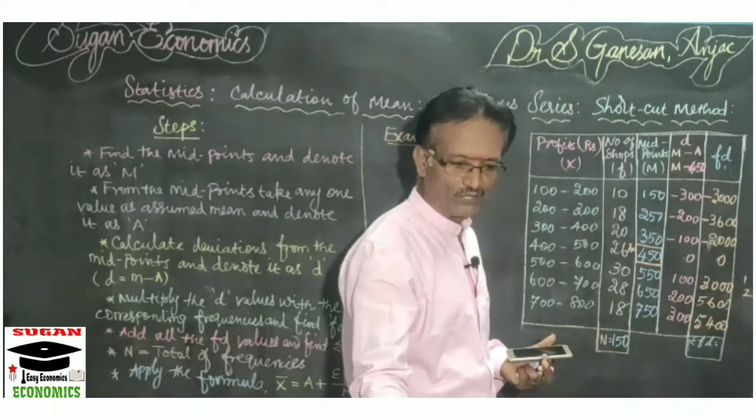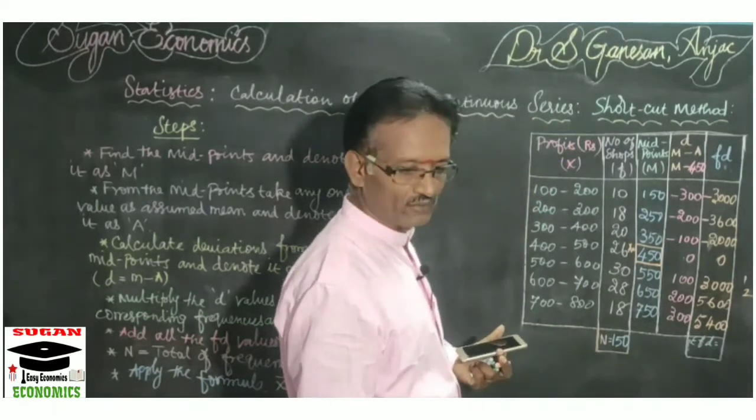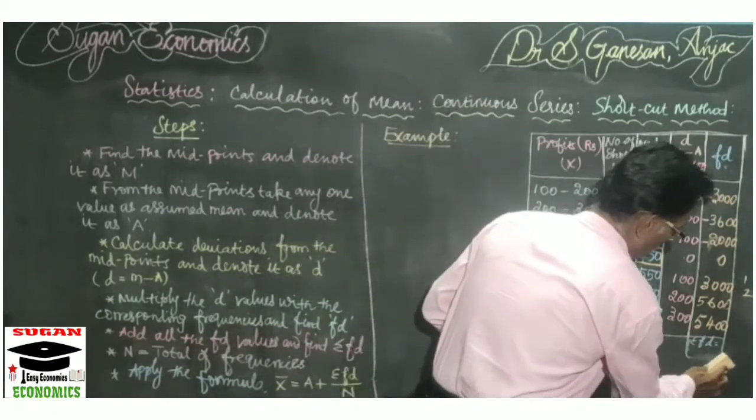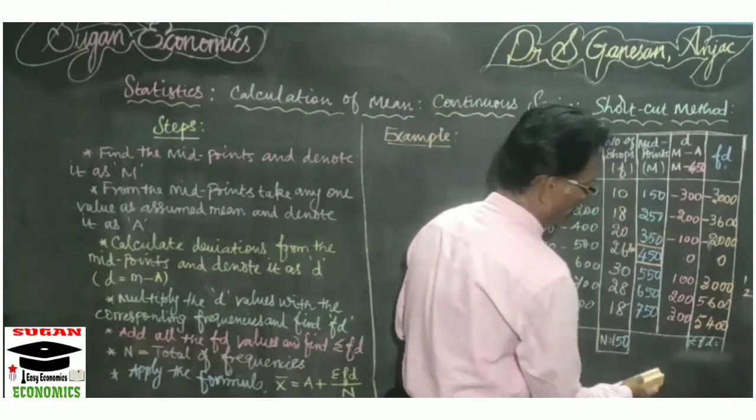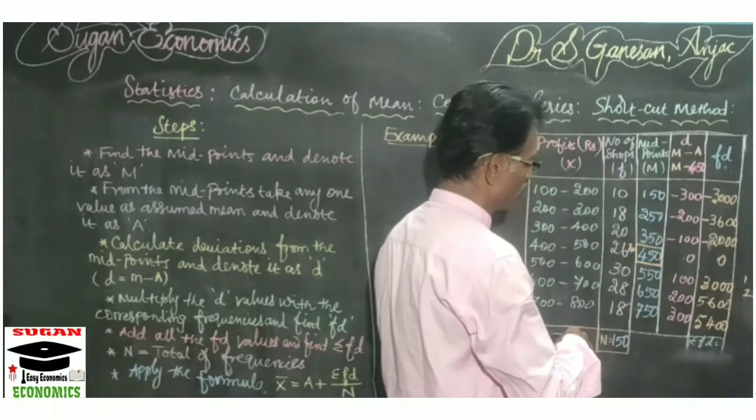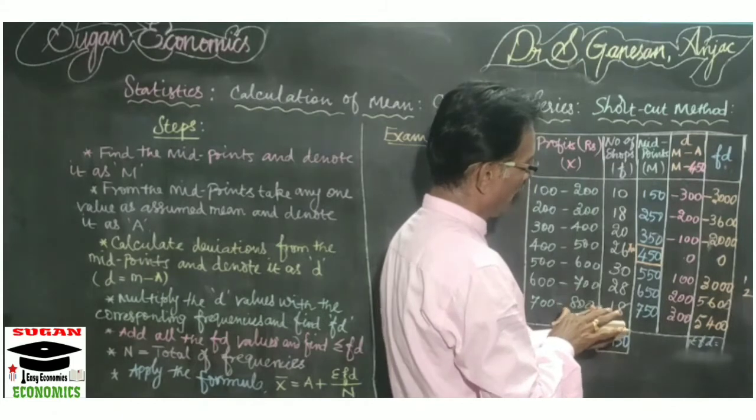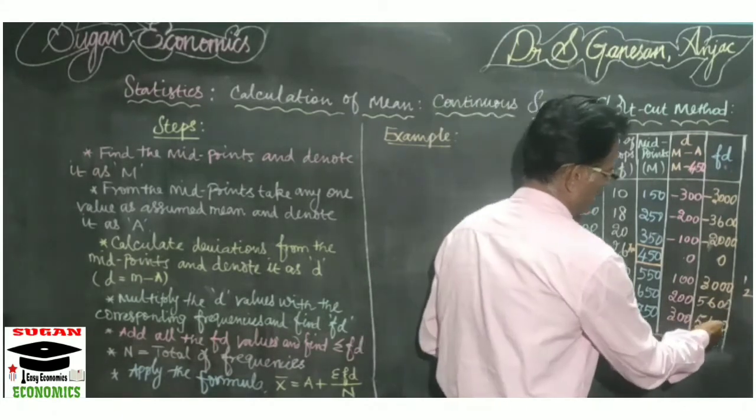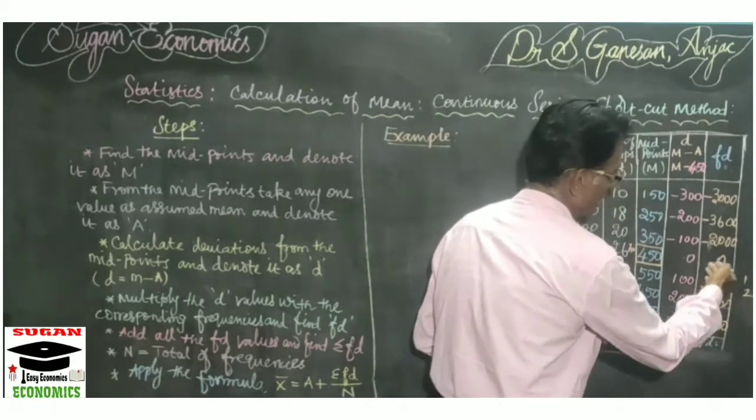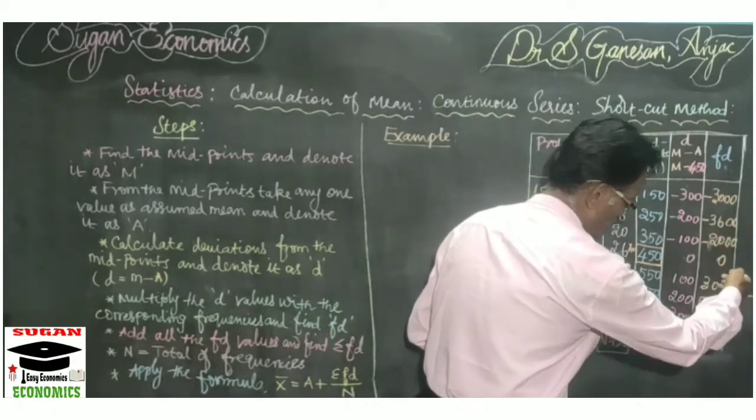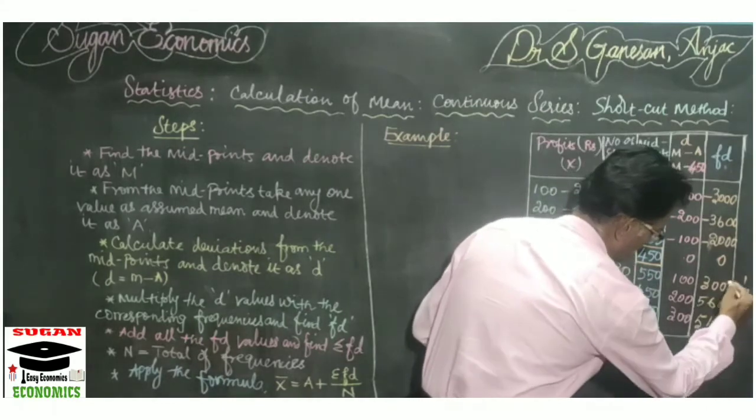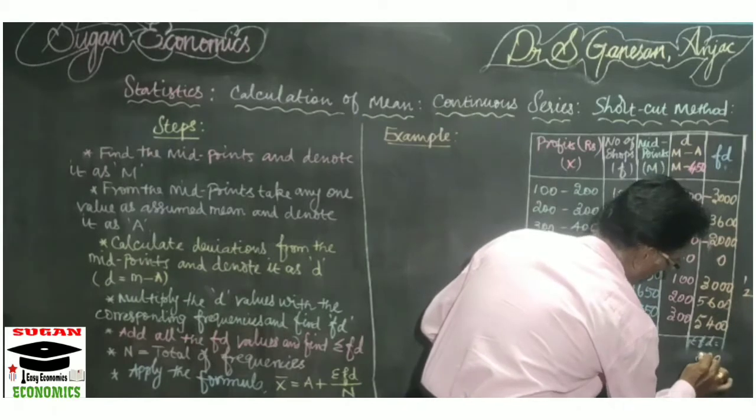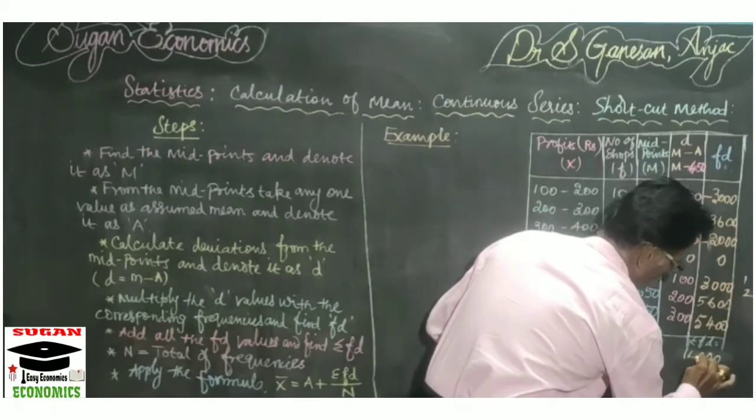Now we have to find the sigma fd value. Under the fd column we have positive values and negative values. You can add all the positive values separately and all the negative values separately. Whichever is greater, you add first. The positive values are greater than the negative values, so first I add all the positive values. The positive value is equal to 14,000.